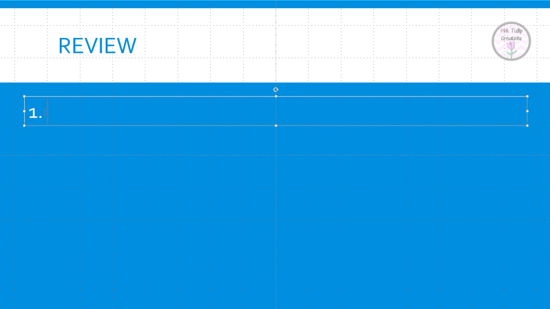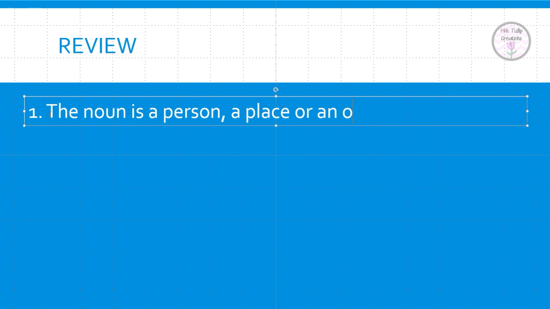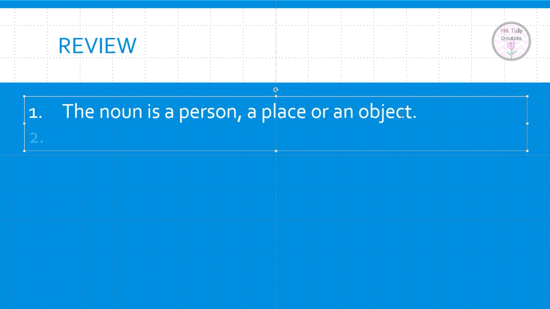Okay, so the definition that I used was that a noun is a person, a place, or an object. And I did say that you can use the word thing, but I like the word object more. It sounds a bit nicer. Okay, that was our first success criteria. There was kind of 2 parts to our second success criteria. We will be able to give examples and recognize a noun.